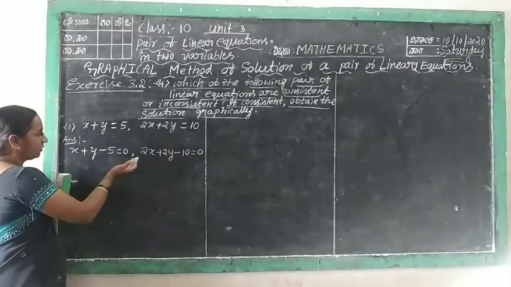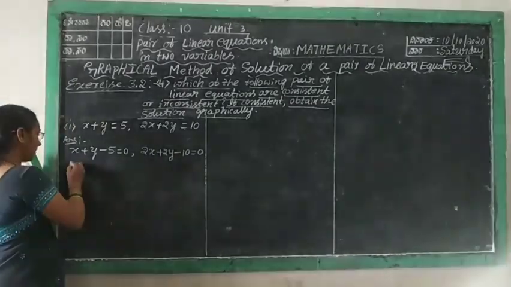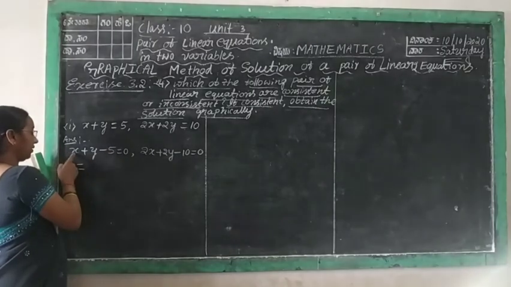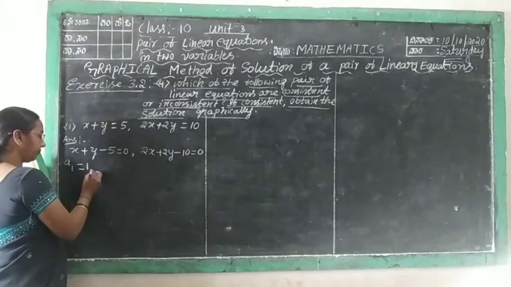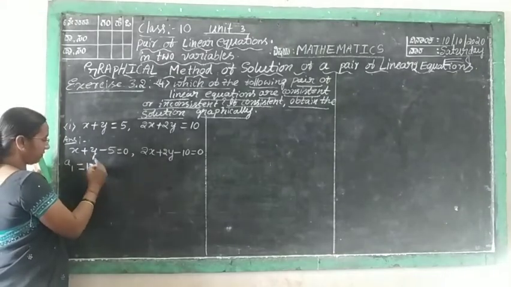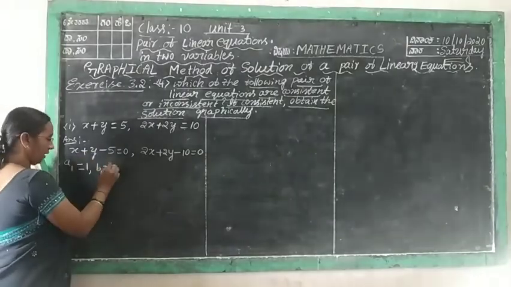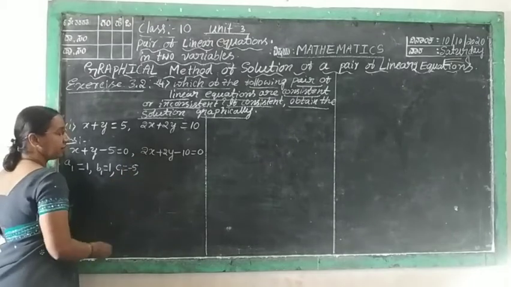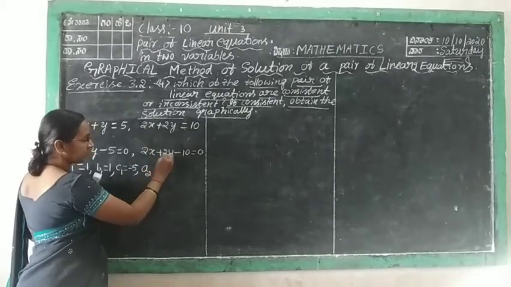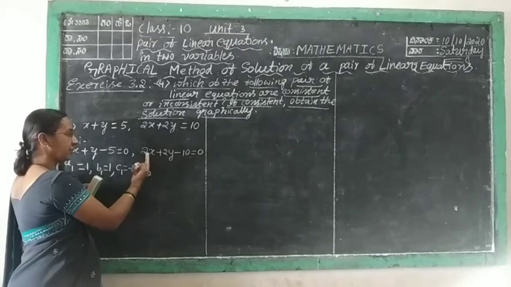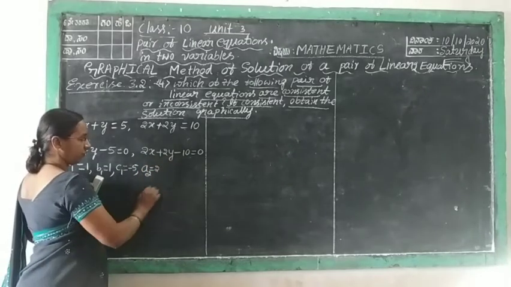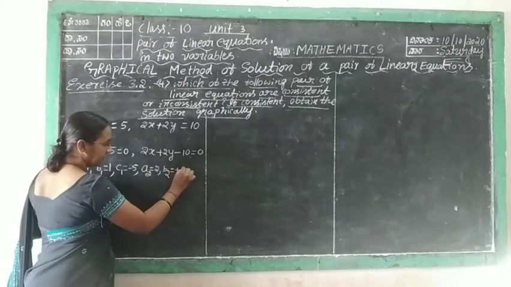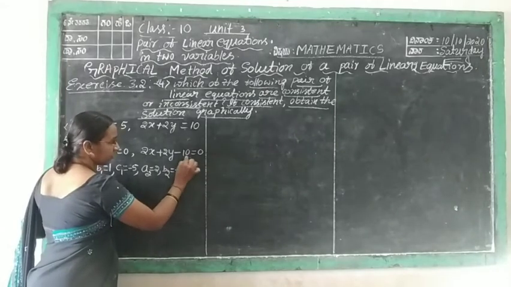Then we identify the values of a1, b1, c1 for the first equation. The coefficient of x is a1, that is equal to 1. Then the coefficient of y is b1, that is equal to 1. Then the constant c1 is minus 5. Again, the values for the second equation: the coefficient of x is 2, the value of a2. Then the coefficient of y, the value of b2, is plus 2. Then the constant c2 is minus 10.